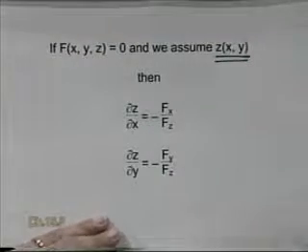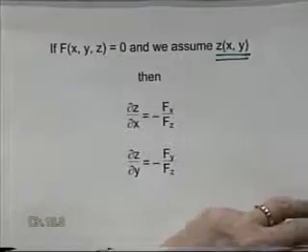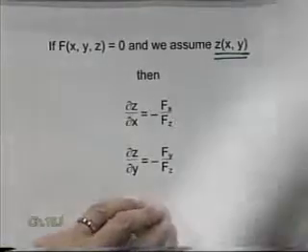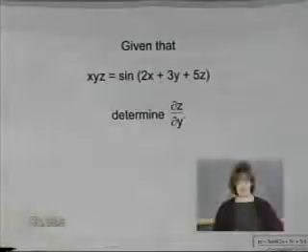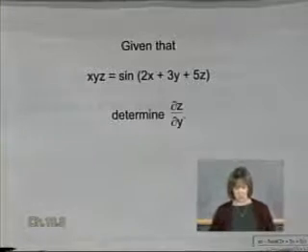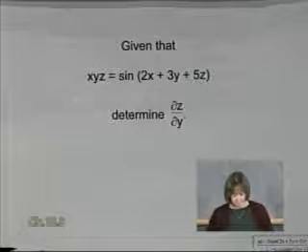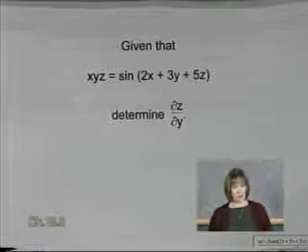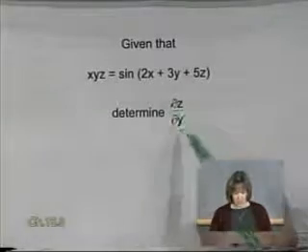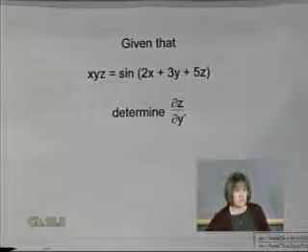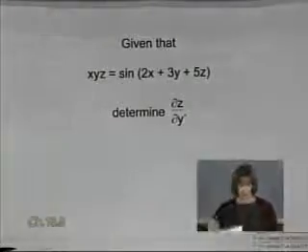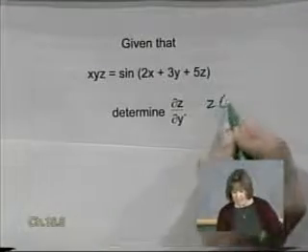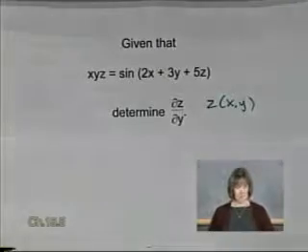I think it'd be a fair question on a test to ask you to derive it, because I think the derivation's not all that hard. But here, I have xyz equals sine of 2x plus 3y plus 5z, and I want you to find the partial of z with respect to y. We are assuming that z is a function of x and y.